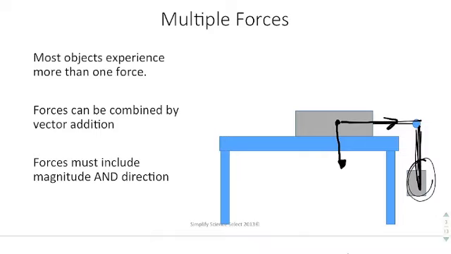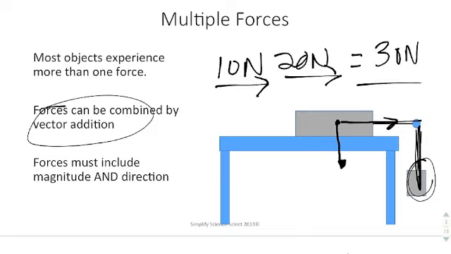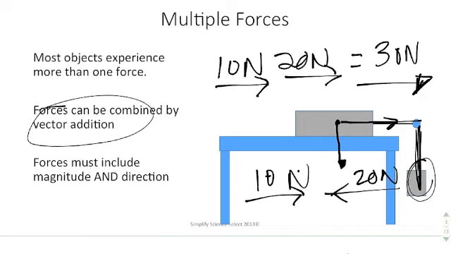And it turns out that you can combine these forces by something called vector addition. In other words, if I have a force of 10 newtons to the right and another force of 20 newtons to the right, those two together can be treated as one 30 newton force to the right. So you can add these forces together if they're in the same direction. Now if you push 10 to the right and 20 to the left, you're going to end up with a force of 10 newtons to the left. So you have to be able to combine these things using the rules that we talked about with vectors.